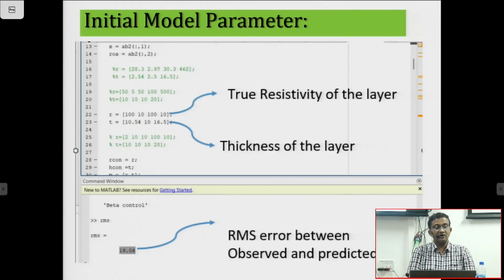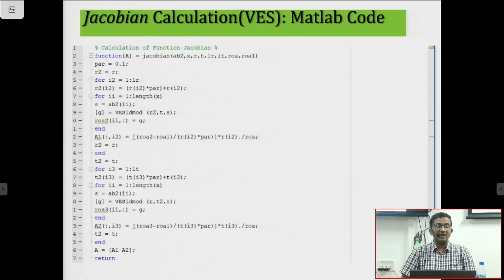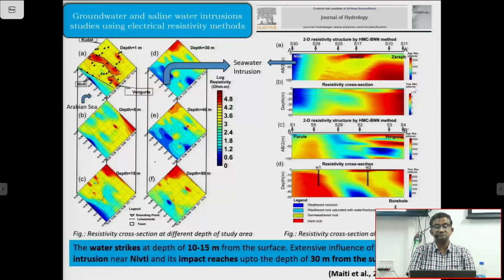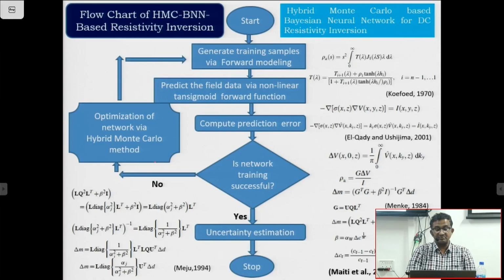In the code, one slide before the Jacobian: true resistivity, and T is the thickness, LR is I think some iteration coefficients, and rho is the apparent resistivity. I have to see what the variables are there.